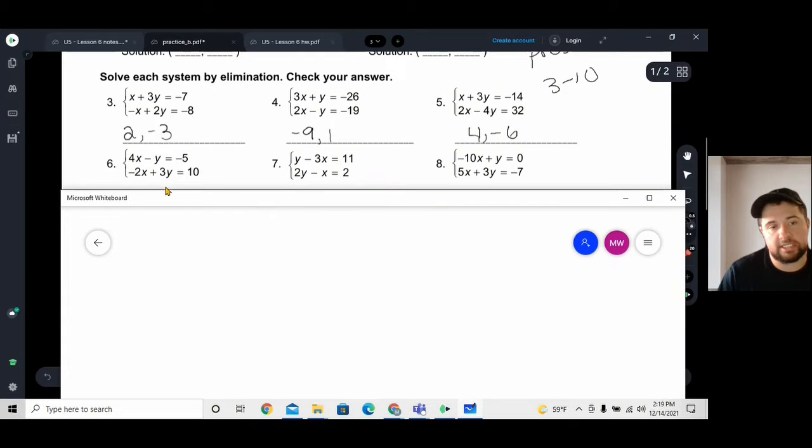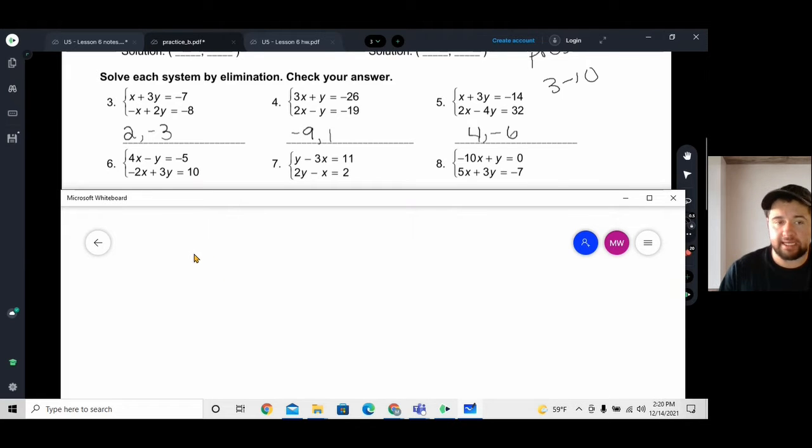All right, number 6. When I look at number 6, I notice that I do not have offsetting variables. So I can choose to do one of two things. I can either multiply my bottom equation times 2 and get rid of my x's, or multiply my top equation times 3 and get rid of my y's. It really does not matter which one you pick. You're going to end up with the same result either way.